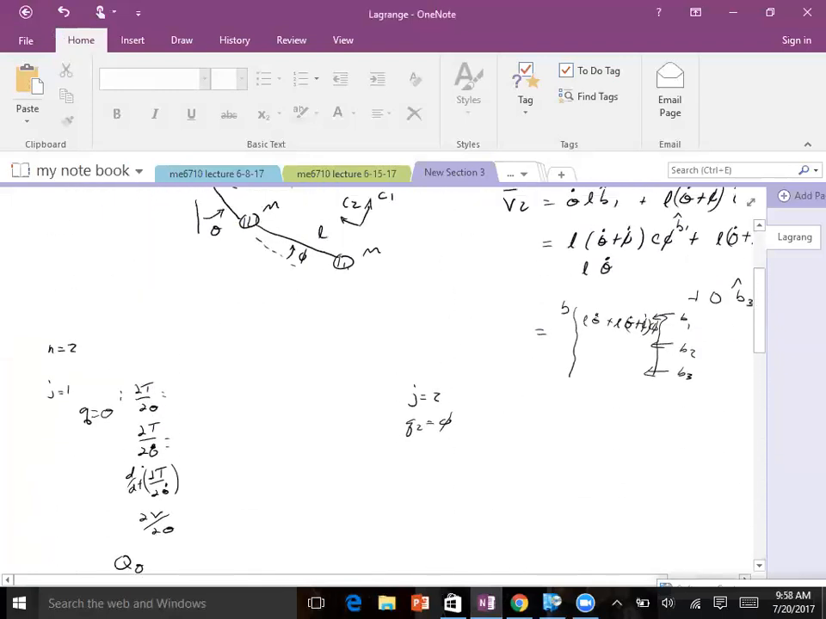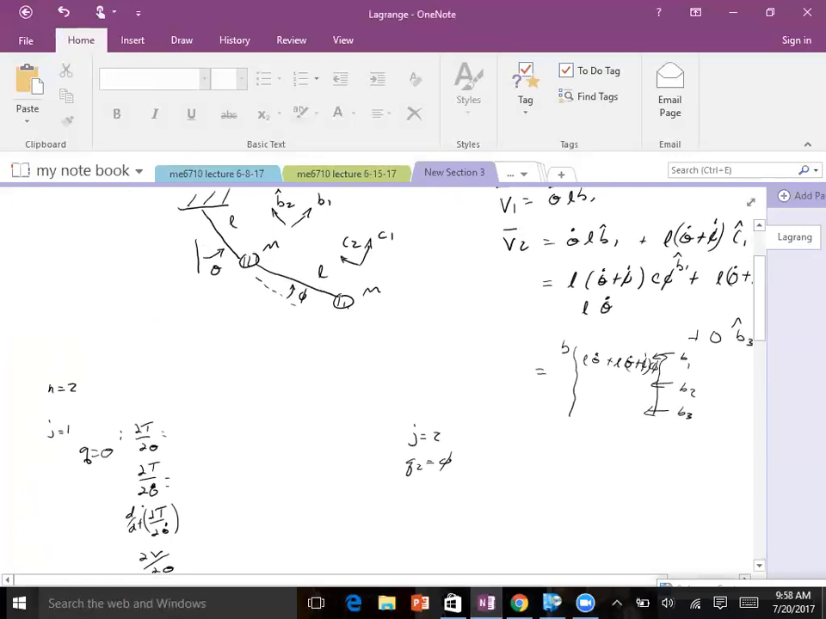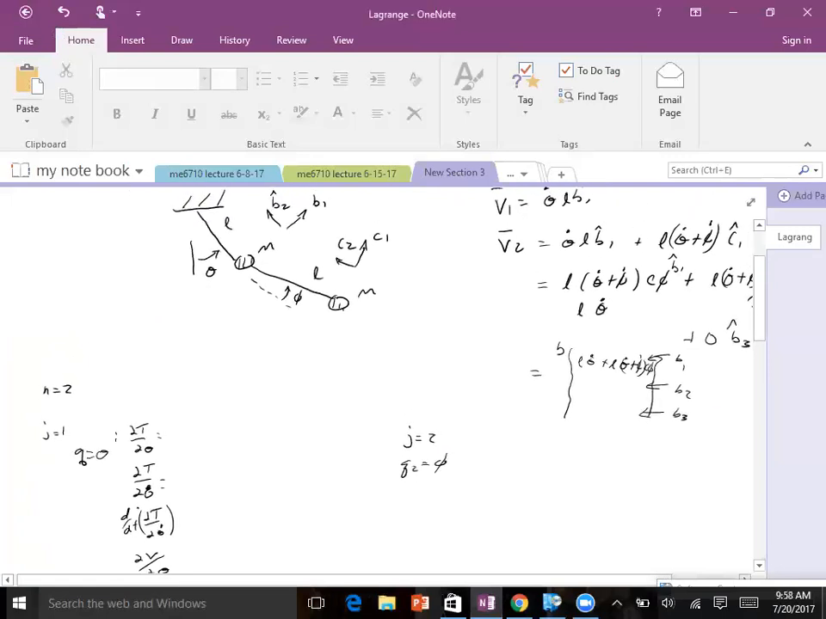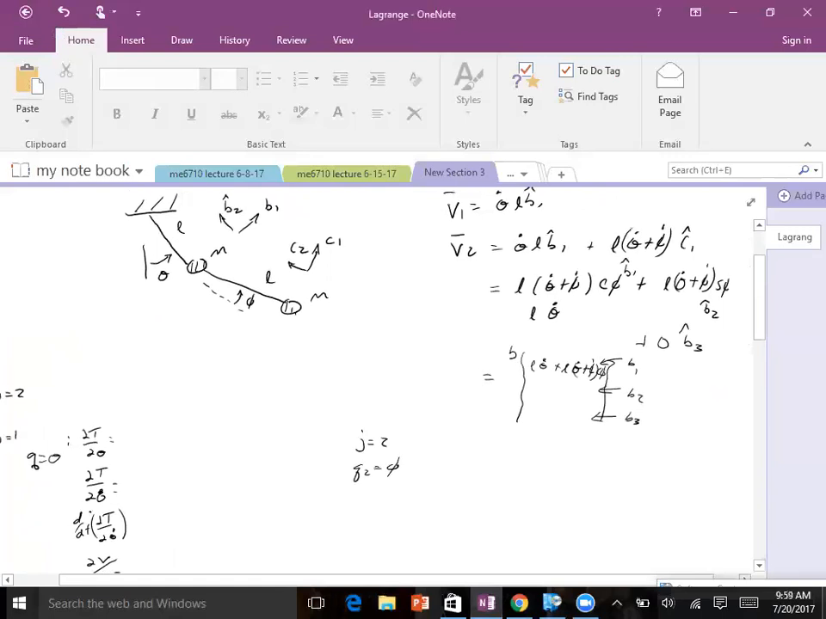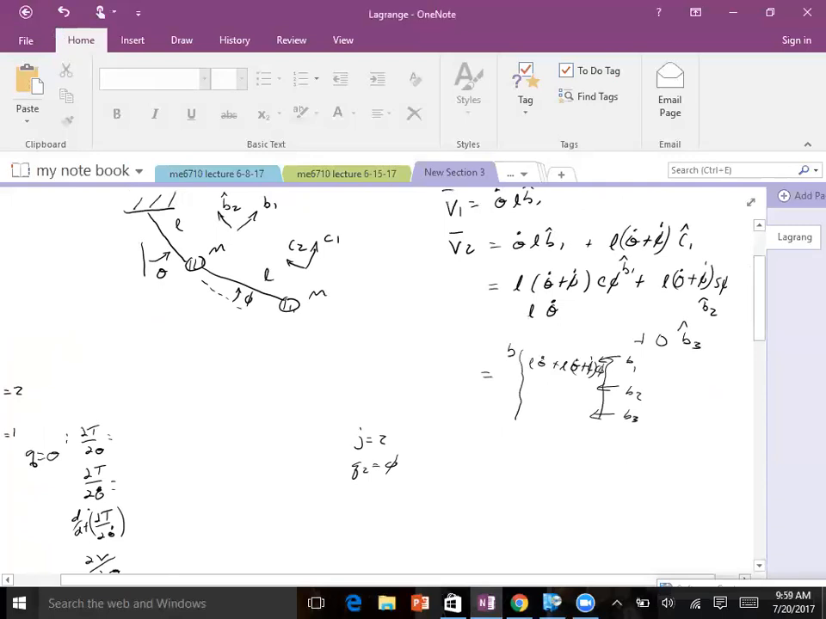R2 dot was, I'm peeking up, L theta dot. Here, let's just look up here briefly. You've got it in your notes. So I need the partial of R2 with respect to theta 2. And this is going to take a little work. So I'm going to get an L plus an L cos phi in my B1 direction, and I'll get an L sin phi in my B2.